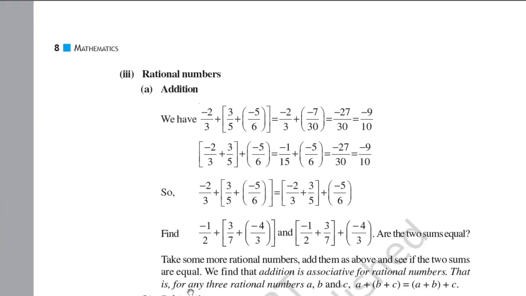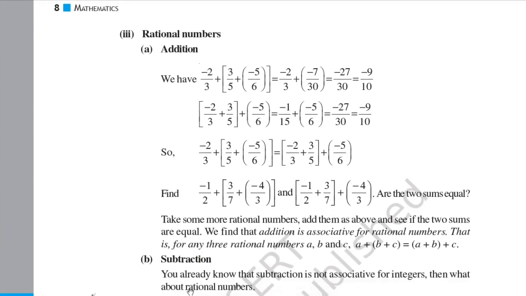So now rational numbers, you can see addition. We have minus 2 upon 3 plus 3 upon 5 plus minus 5 upon 6 is equal to minus 2 upon 3 plus minus 7 by 30.